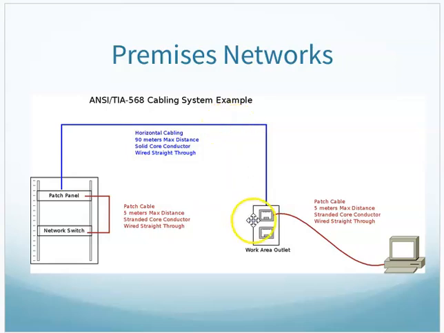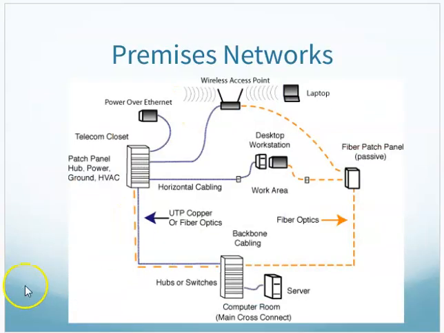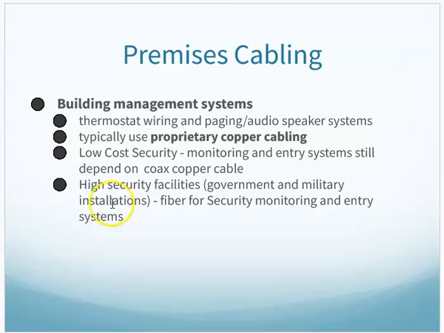Here's your copper out to the desktop. Here's fiber connecting the closets. And again here, fiber connecting the closets, copper out to the desktop. I might have a fiber run out to a high bandwidth user desktop. Fiber to the desktop, if you will.